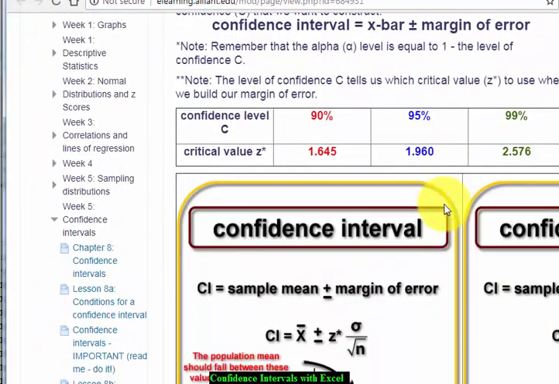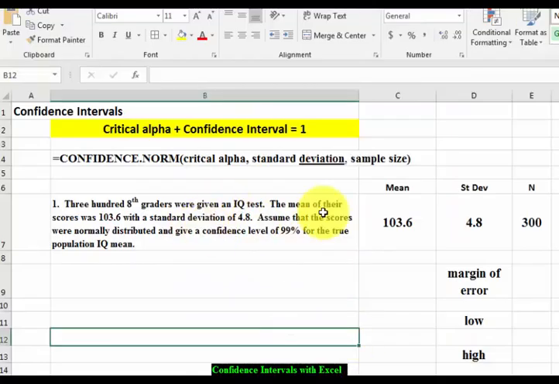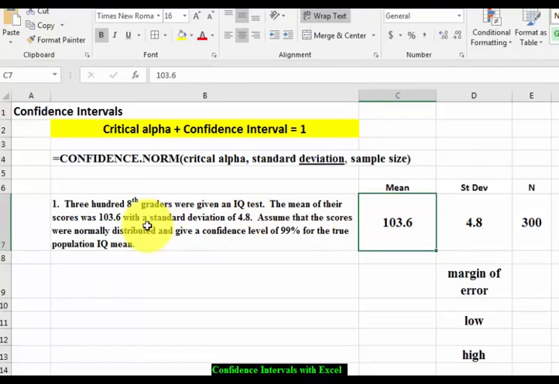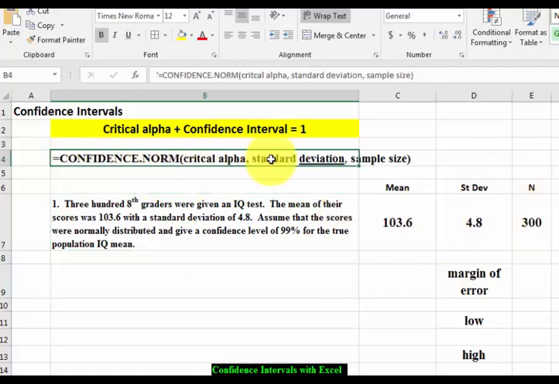Here's a good one about confidence intervals and what it looks like in a picture. Again, we're trying to trap the true population mean. So here's the mean from the problem, standard deviation from the problem, sample size from the problem. We are not going to find the standard error here. In other words, we're not going to divide the standard deviation by the square root of the sample size. We don't need to because the formula does it for us.